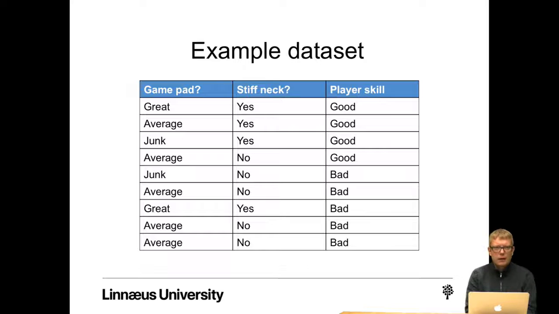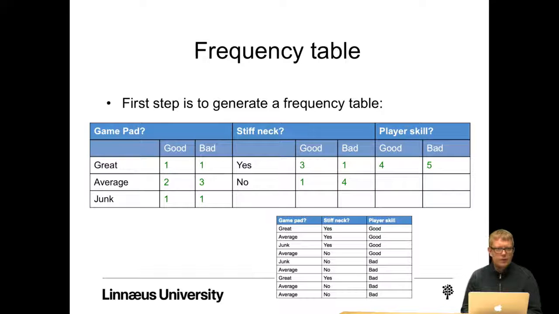So we have a bit larger data set, but still a simple data set. We have the quality of our gamepad, if it's great, average or junk. We have the stiff neck, yes or no, and we want to use these two attributes to decide on a category, player skill, if a player is good or bad at FIFA. So we first take the data set and we put it into a frequency table.